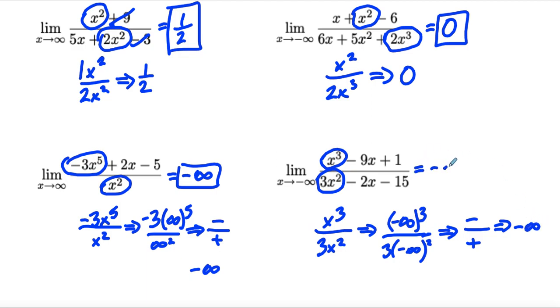So here's your final answer on this one. Notice you have three cases. When the largest powers are the same, you look at the coefficients. You have a larger power in the denominator, in which case it goes to 0, or a larger power in the numerator, in which case you just have to figure out whether it goes to negative or positive infinity.